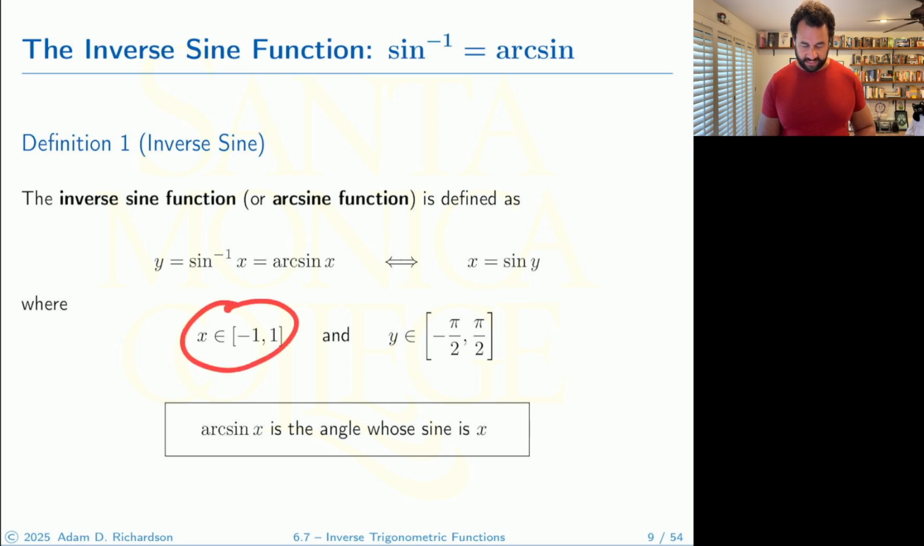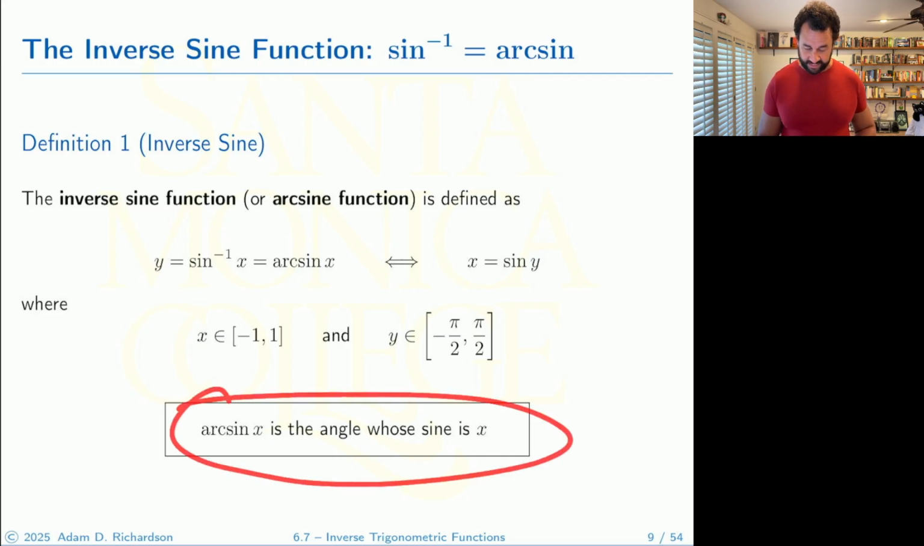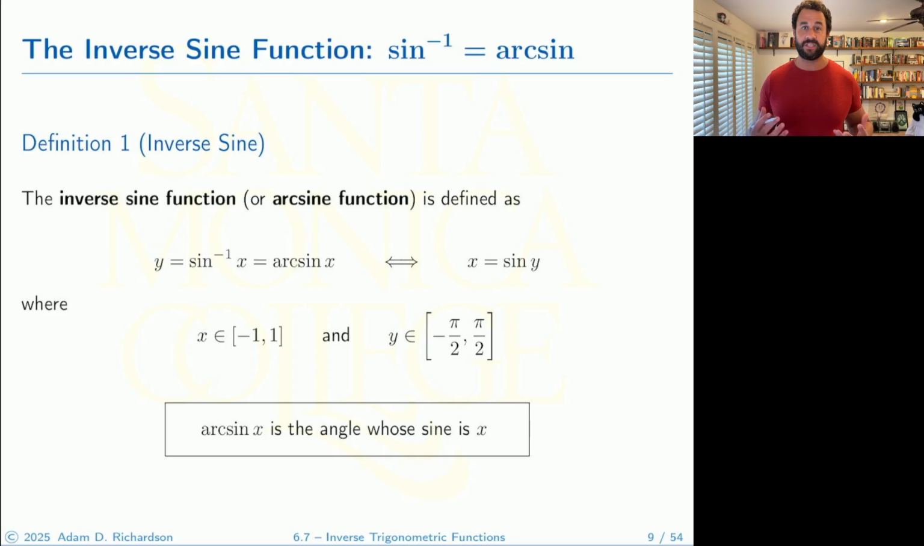And here, x is in the interval -1 to 1, and y is in the interval -pi/2 to pi/2. That's basically it. And then this is the sentence you want to say to yourself when you think about what arcsine is. Arcsine of x is the angle whose sine is x. So that's what you're trying to figure out. What angle has that sine value?